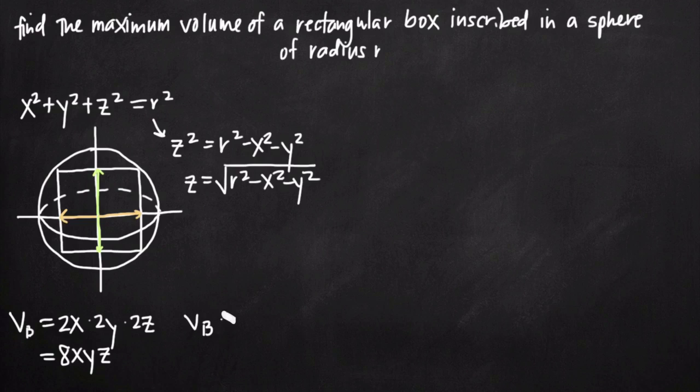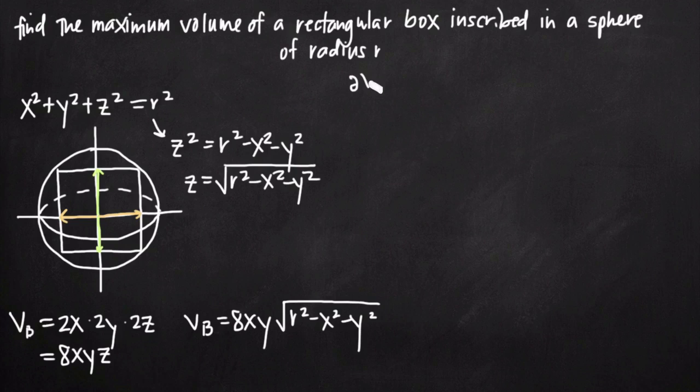So our volume equation becomes 8xy, and here's where we plug in for z, square root r squared minus x squared minus y squared. And now we have a volume equation that's in terms of 2 variables only, keeping in mind that the radius is not a variable because the radius is a constant. We've been told that the radius is r. We basically treat that as a constant, so our only variables that are remaining in this volume equation are x and y. Now, in order to optimize this equation so that we can find maximum volume, we're going to need to take first-order partial derivatives of our volume equation and then find critical points.